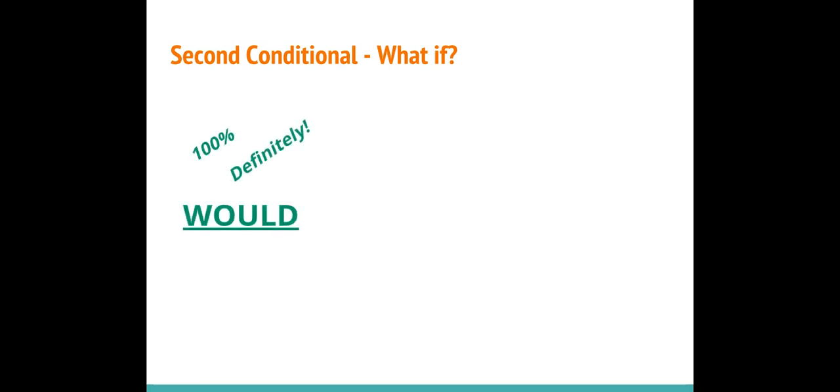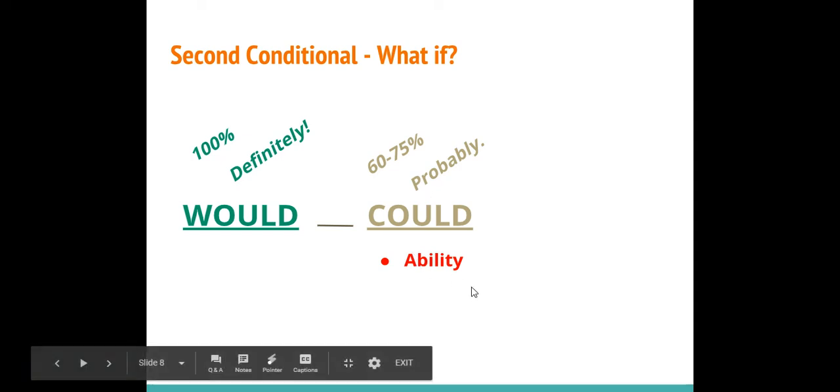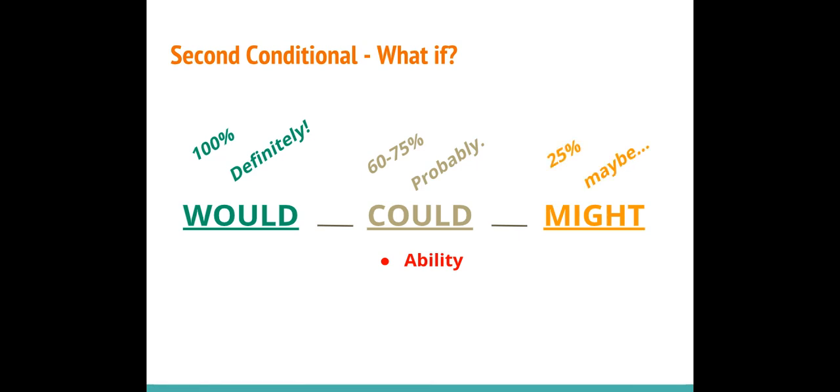This is a pretty simple grammar form. The only issue is you have to be careful with your would, coulds, and mights. Would, definitely, 100%. Could is more like 60 to 75%, probably. It also says I am able to, right? If I have enough money, I could buy a car, right? With that money enables me to buy that car. Okay? Without that money, I am not able to buy that car. So it's both 60 to 75%, but it's also ability. The last one is might. This is more like 25%, maybe.